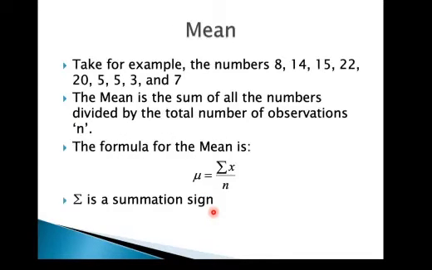So let's take, for example, these numbers: 8, 14, 15, and then up to 7. And then the mean is just the sum of all the numbers divided by the total number of observations. We call that the n. And so the formula for the mean is this one: mu, that's the mean, is equal to the sum of x divided by n, where this one is a summation sign, sigma.